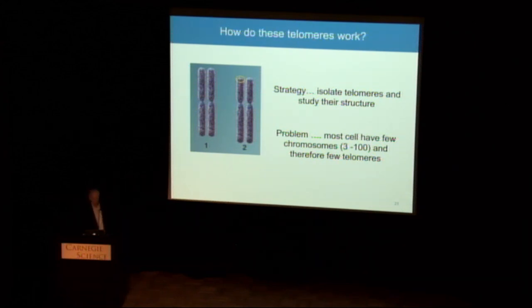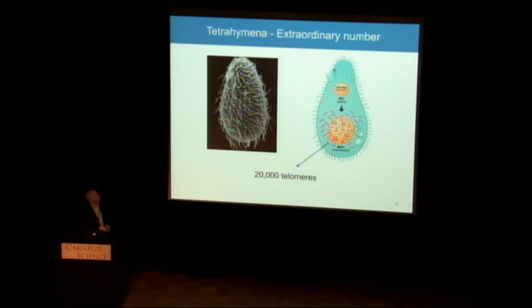So how did we solve this problem? Well, it turns out Liz Blackburn and Carol Greider and others discovered this organism called Tetrahymena. This is a little bug that swims in the water of your ponds, and it does something very strange. Instead of having one nucleus with the chromosomes like most organisms, it has two nuclei. And the second nucleus takes the chromosomes and chops them up into little pieces and then amplifies them and makes lots of copies.